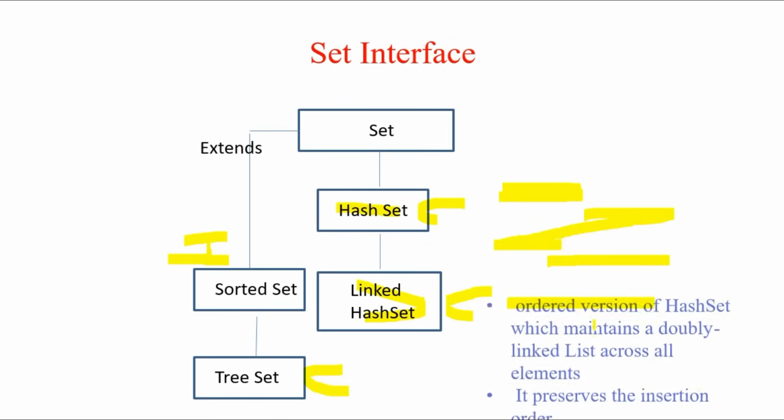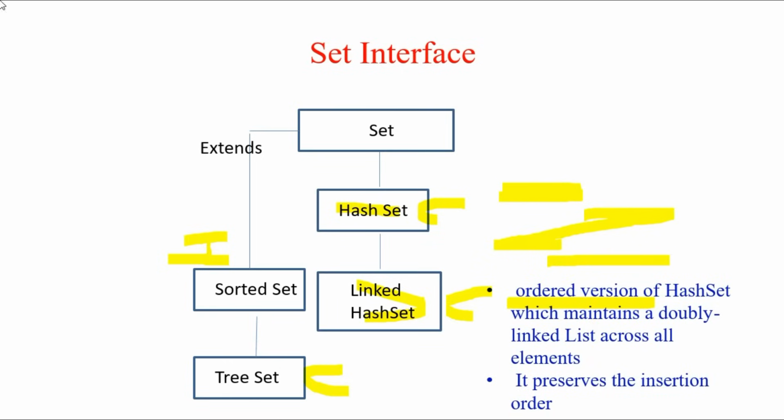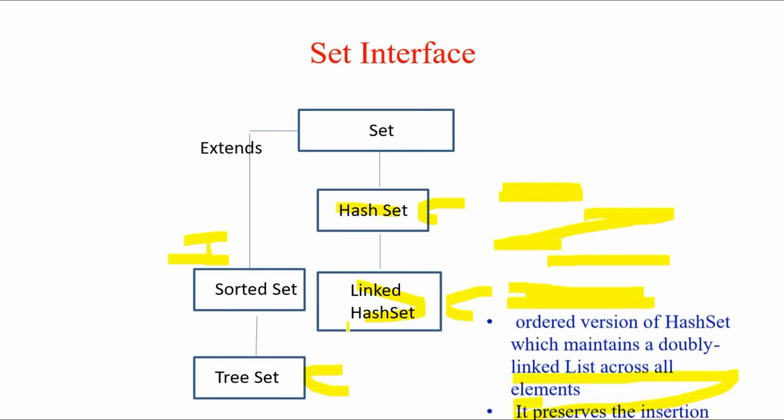Now the next important thing, linked hash set, is the ordered version of hash set, which maintains a doubly linked list across all its elements, and hence since it's a doubly linked list, you can always go in one direction. It preserves the insertion order for you. So that was the important difference between hash set and linked hash set.